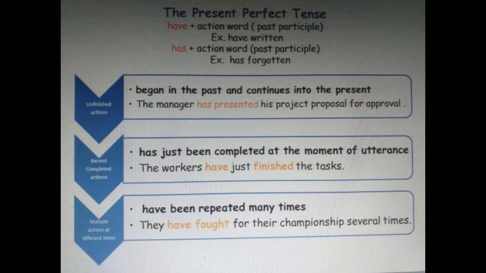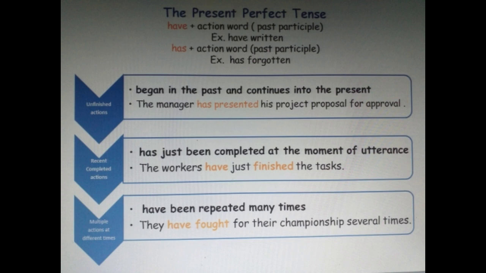Okay, let's start with the present perfect tense. The present perfect tense has this pattern. Have if the subject is plural plus action word in the past participle. So you say have written. Has if the subject is singular plus action word in the past participle form. Example, has forgotten.